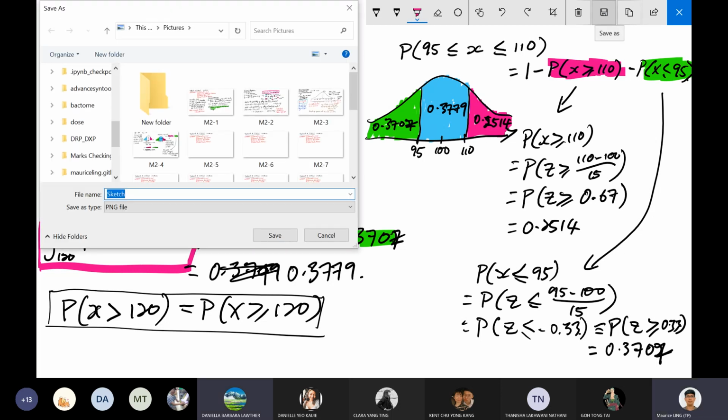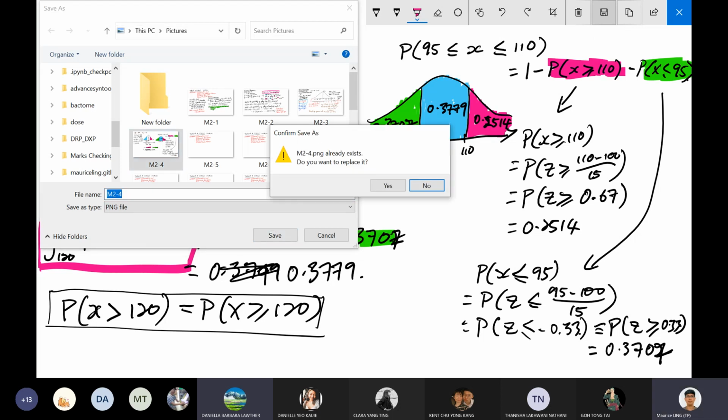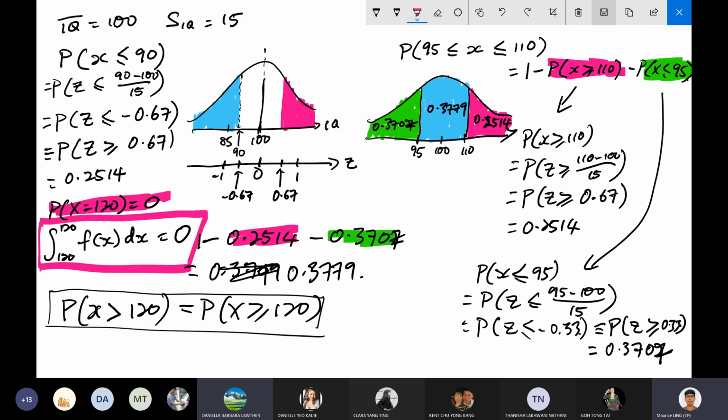So every time you have to change the x to a z? Yes. Sometimes you may have to change the z to an x. Why? Look at the question and see what the question is asking for. Later we will come to that.